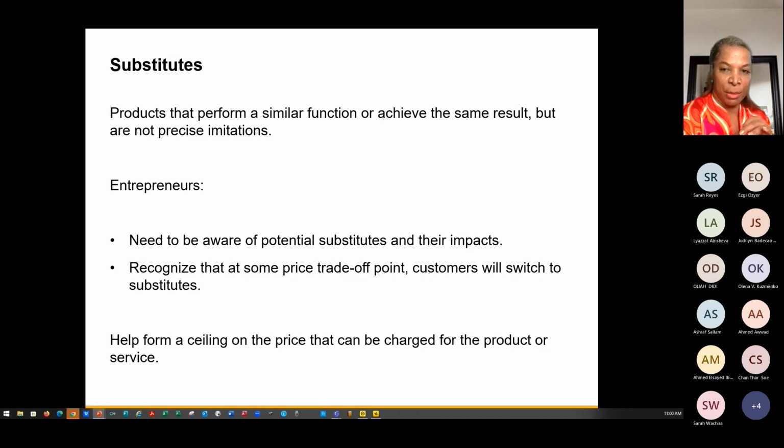Those are products that are similar to yours, but not exactly. So be aware of potential substitutes. Okay. So recognize that if your price is too high, they can switch to substitutes. Okay. And this helps you to realize what the maximum price is that you can charge for your product or service.